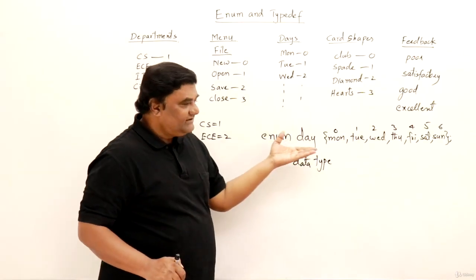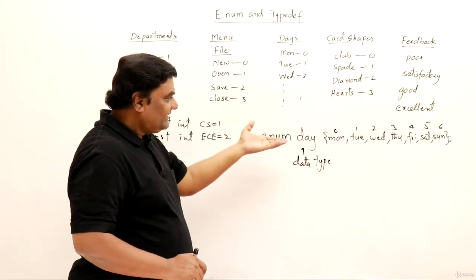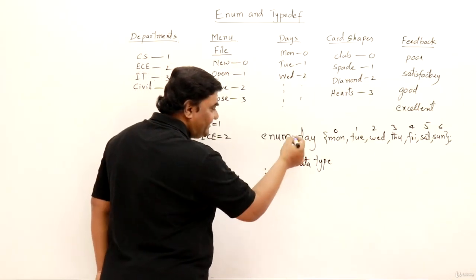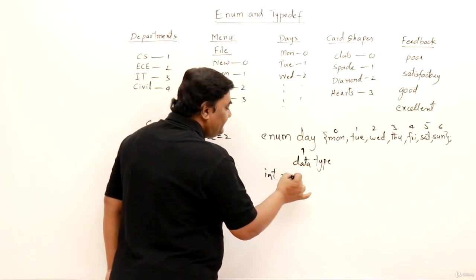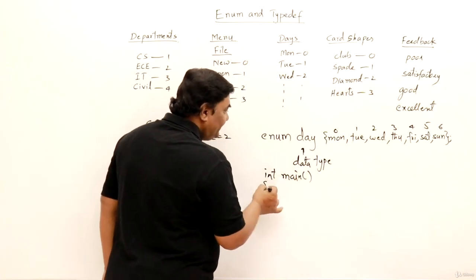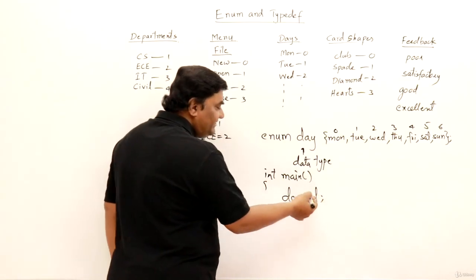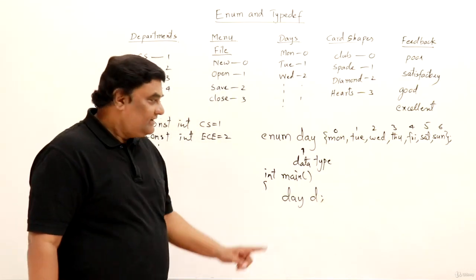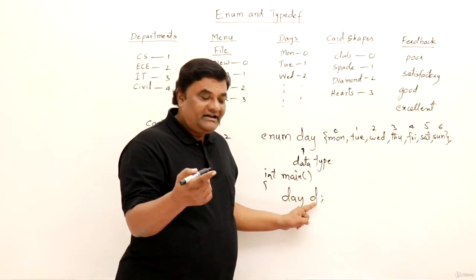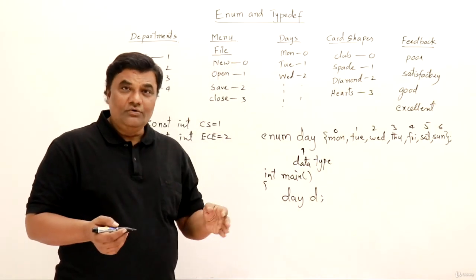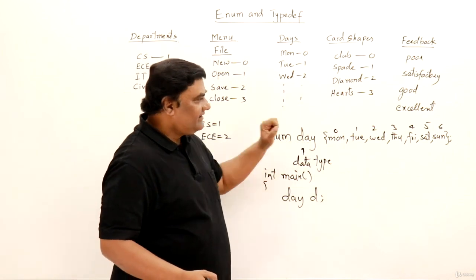Now if I have defined this in my program, then I can use it in my program. Let us say inside the main function. This is done outside the main function. Inside the main function, I can declare a variable of type day. Day D. D is a variable of type day. See, this is a variable of which type? Day type. What is day? It's a data type. Is it built in? No, we have defined it. This is our data type.